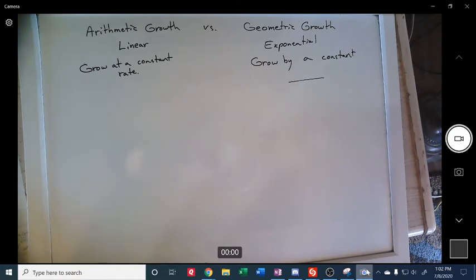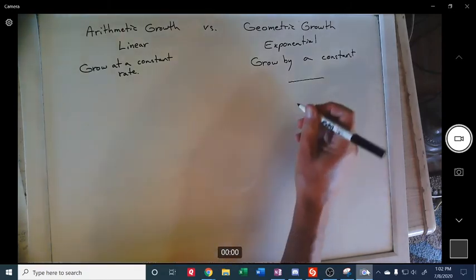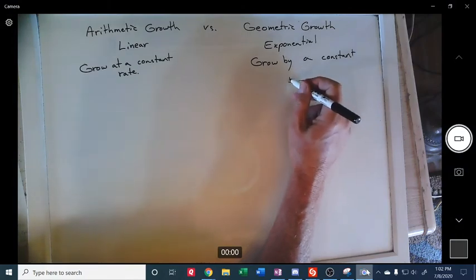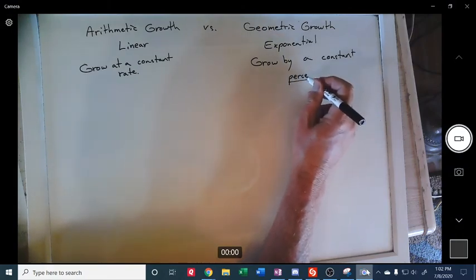Multiple. Was somebody saying something on that? The word multiple. You're on the right track. You're multiplying by something rather than adding something. And what we're going to call that is grows by a constant percentage.